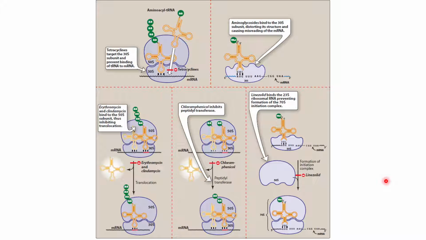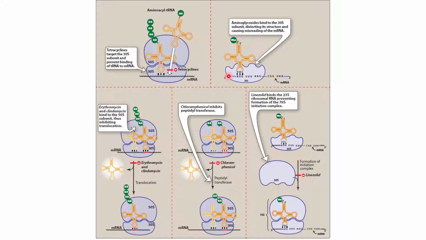The mechanism of action of tetracyclines includes the inhibition of binding of transfer RNA to messenger RNA, and that prevents the synthesis of proteins. As you can see, the tetracycline will bind with the S30 subunit, the small subunit of the ribosome.